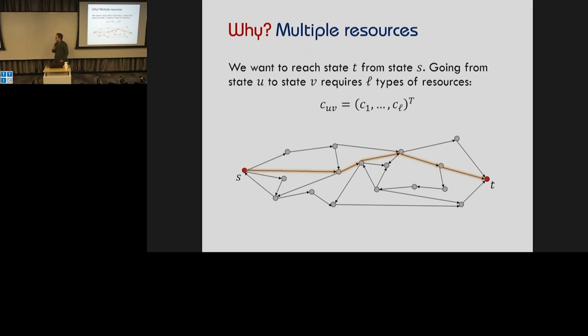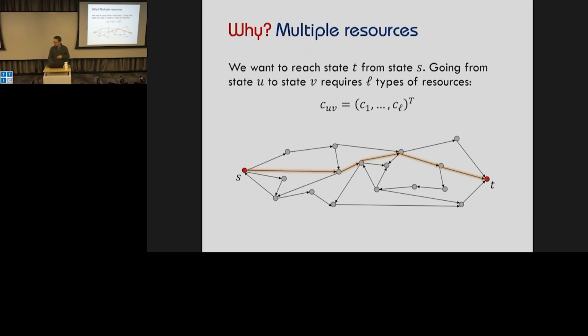And we want to do that so as to minimize the total cost of this transition from state S to state T. Now, in our variant of the problem, we assume that there are L different types of resources, and when we transition from a certain state U to another state V, we use all these resources, and our final goal is to find a path that doesn't overuse any of these resources. So we use a small amount of each of these L resources.